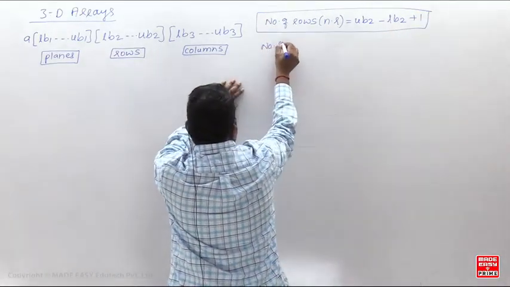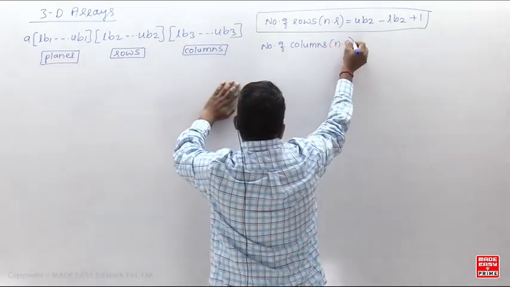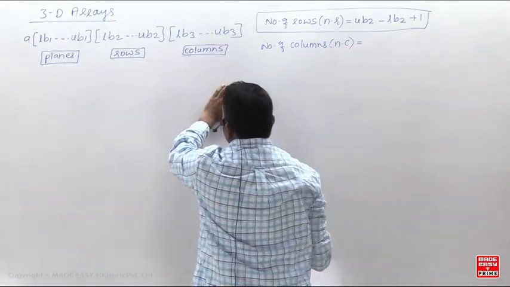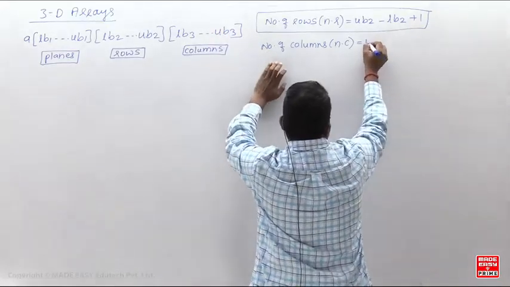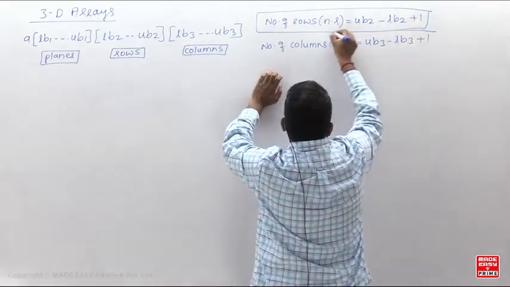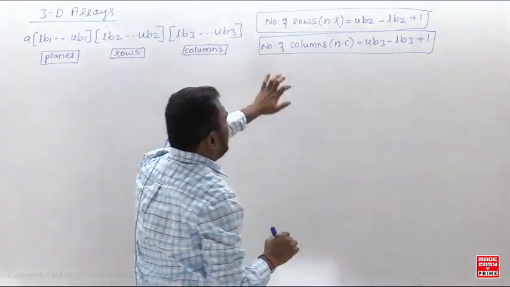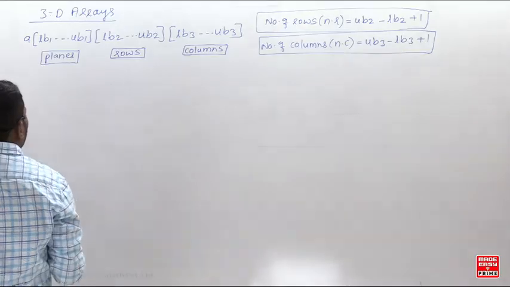And next, number of columns, NC. The formula will be what? Same: UB3 minus LB3 plus 1. Okay, this is the formula for the number of columns if it is a 3D array.